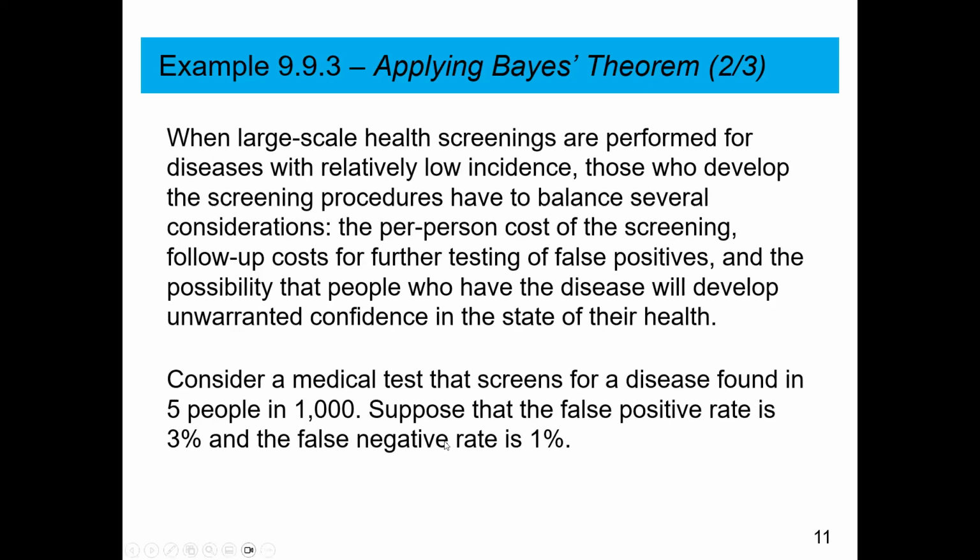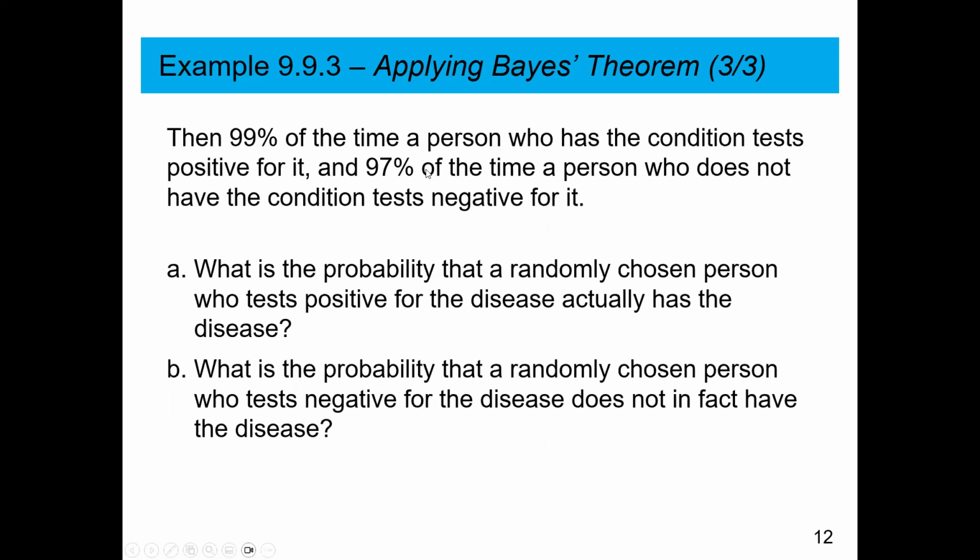But let's use this information, because that means that 99% of the time a person tests positive. So remember, this false negative rate would be the rate that they test negative and they do have the disease. So the opposite of that, 99%, would be a person who tests positive for it. So if they're sick and they test positive. And 97% of the time, someone who doesn't have the condition does test negative for it. So these are pretty good numbers. Normally we get pretty excited about them.